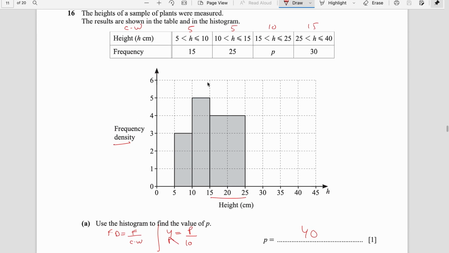Complete the histogram. We have frequency and class width, so we go for frequency density. Frequency density, as we discussed, is frequency divided by class width. So the first 3 are already done. 30 divided by 15 is 2. So make a height of 2 and complete it till 40.